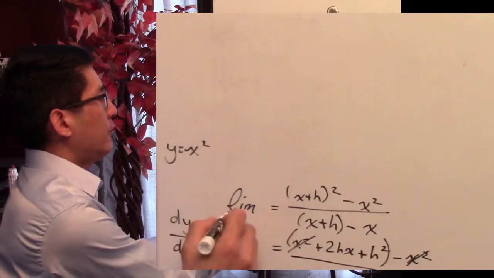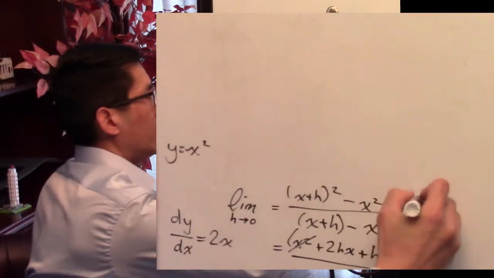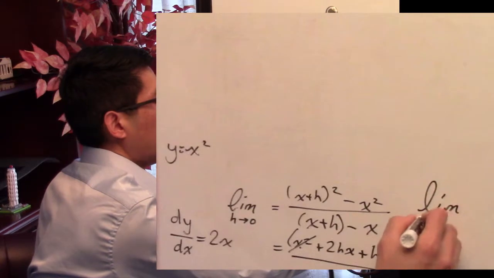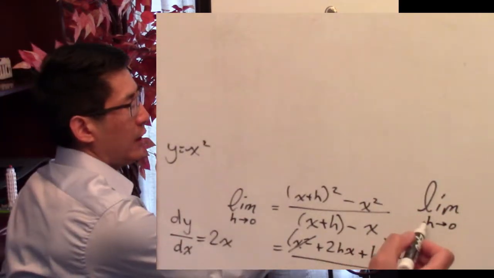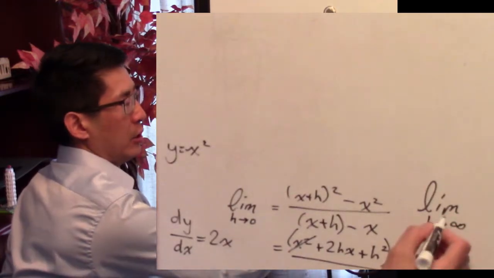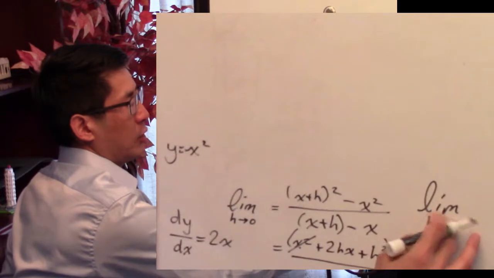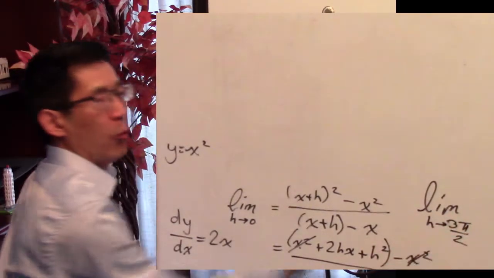Limit as h approaches 0. Let me write that really big so you can see. So we're talking about the limit as h approaches 0. Now, it doesn't have to approach 0. You could say as any variable approaches a particular value. It could approach infinity. It could approach negative infinity. It could approach 3. It could approach 3 pi over 2 or whatever you like.